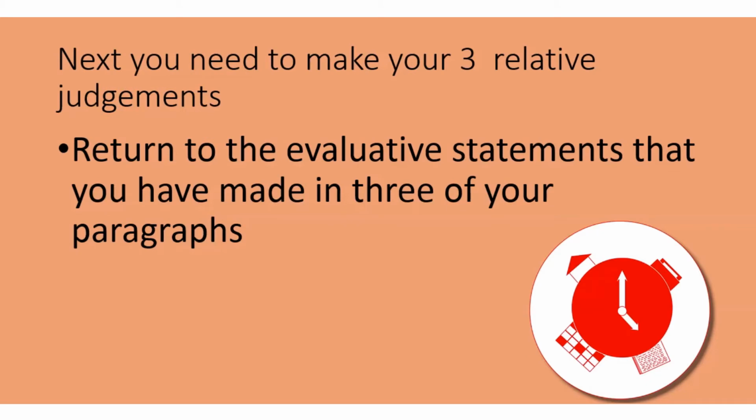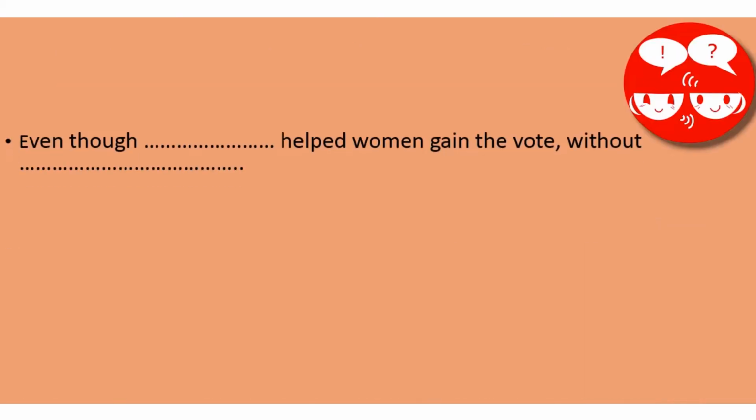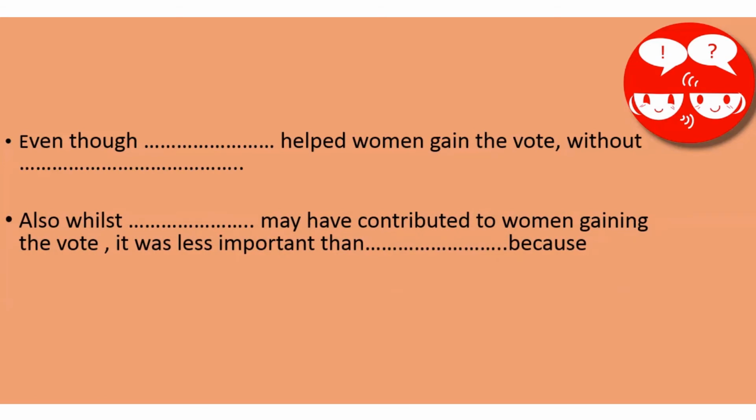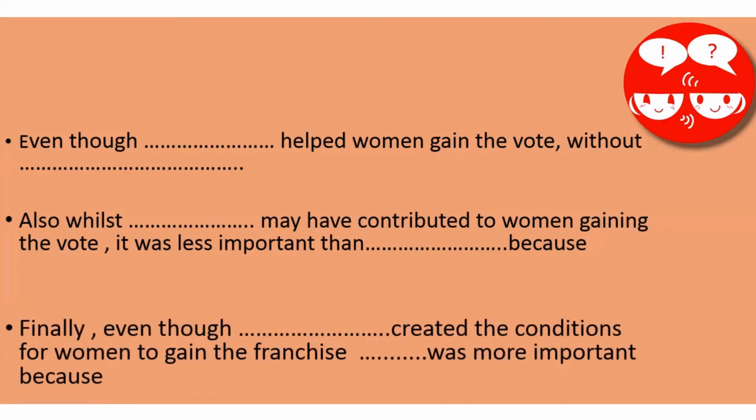Right, next you're going to be making your 3 relative judgments. And this is where you use your evaluative statements that you've already made in 3 of your paragraphs. Now what do these look like? Well, you will look at one of the factors, you'll describe it, but then say how this was not as important as the other factor, which was your main argument. Okay, so here's a second way of putting it. And then a third relative judgment that you can make.